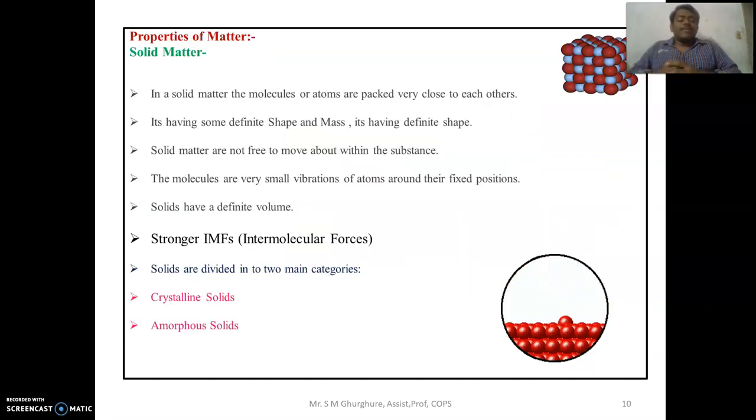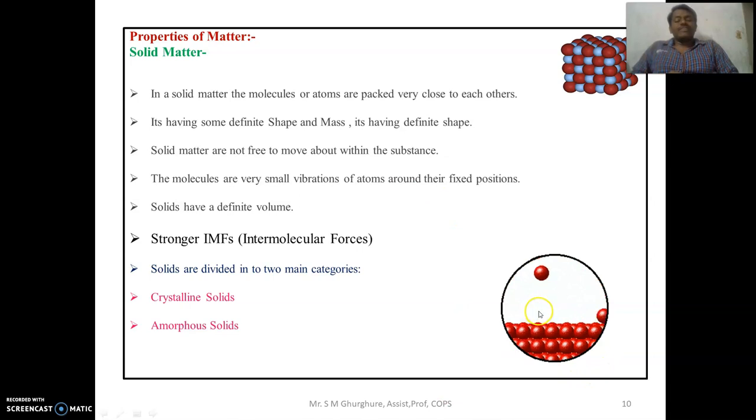Then we will discuss the different properties of matter. First, the solid state of matter. In a solid, the molecules or atoms are packed very close to each other. It has a definite shape as well as a definite mass. Solid particles are not free to move about within the substance. The atoms only vibrate slightly around their fixed positions.